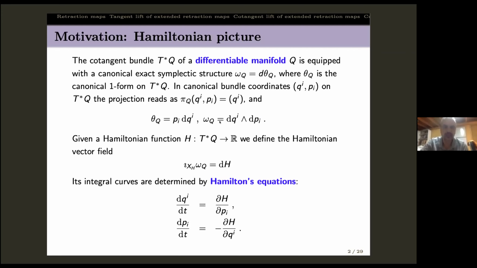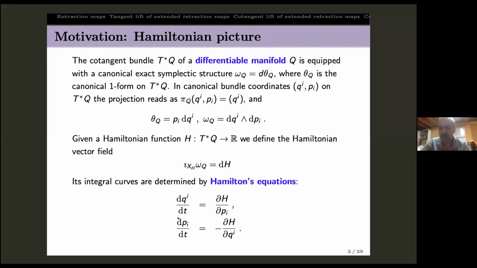And this is more or less in coordinates. If you have q^i and p_i, you have this kind of expression. Now, this is the typical symplectic structure that this space is equipped with. Now, if we have a function H, which is the Hamiltonian, we have this equation. This is an intrinsic equation that in coordinates gives us the typical Hamilton equations.